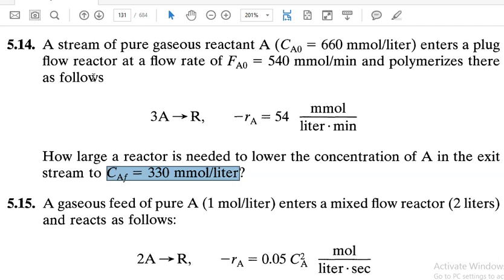So here, what is the given reactor? It's a plug flow reactor. The stoichiometric equation is given and the rate equation is given. And the other conditions, Ca0 and Fa0, are given. Right, so we need to calculate the reactor volume needed to lower the concentration of A in the exit stream.